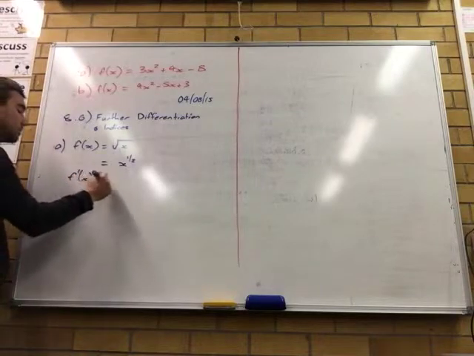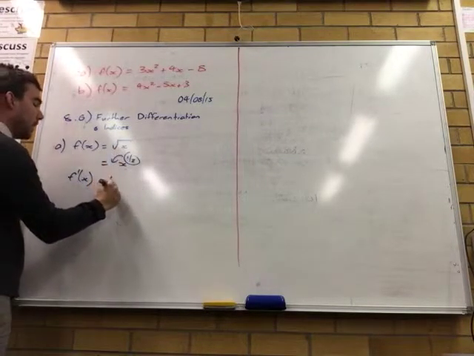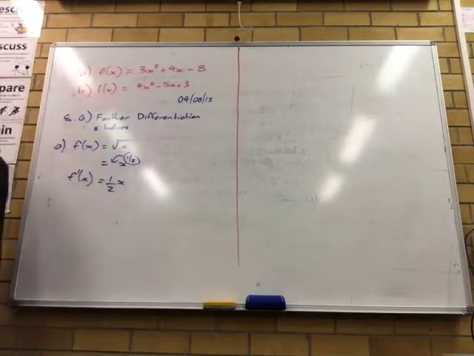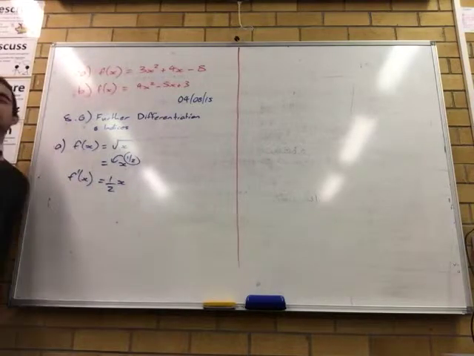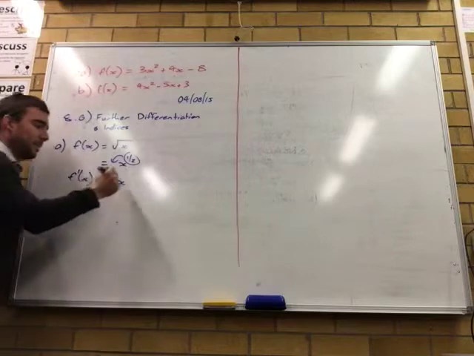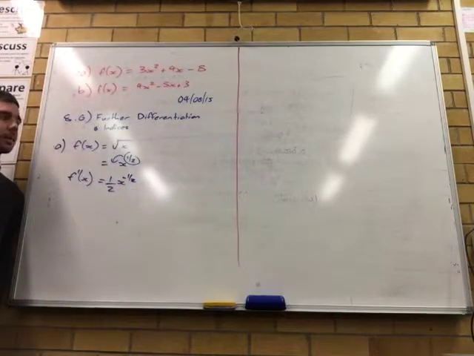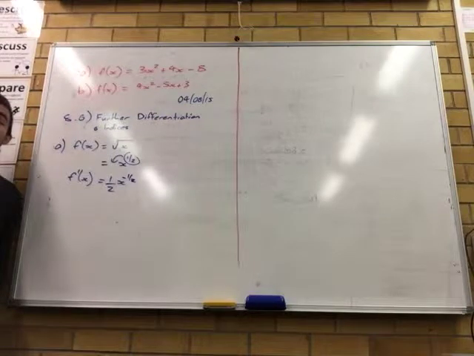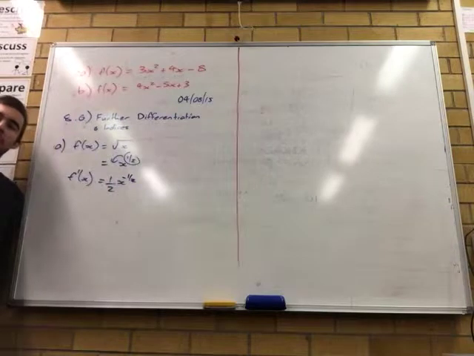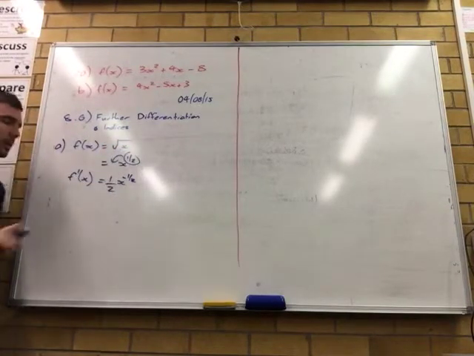f dash of x. We bring the power down to be half of x, and then you need to decrease the power by 1. With half, take away 1. And then at this point, you need to rewrite it back into the question format. So instead of having fractional indices, we're writing them as thirds.